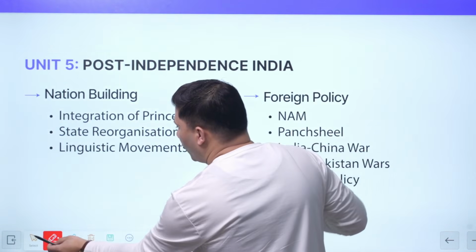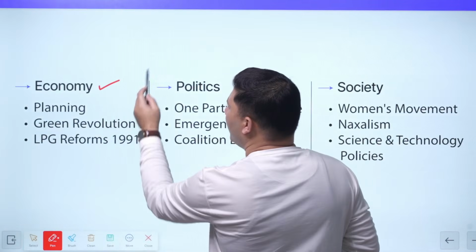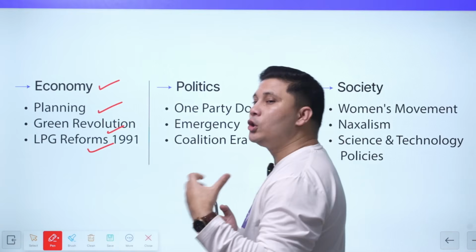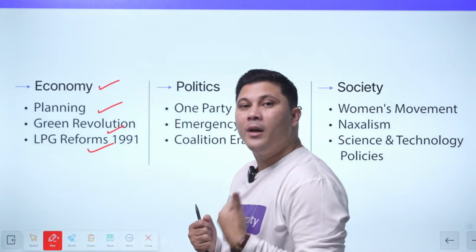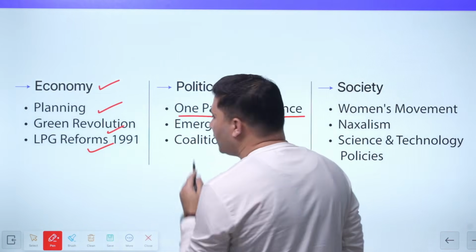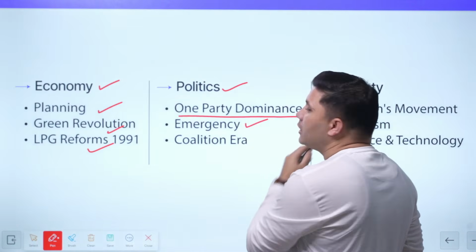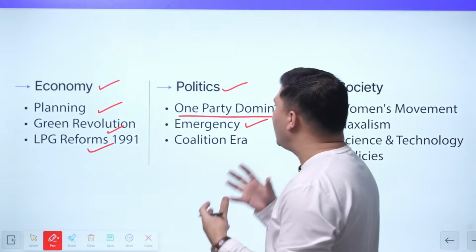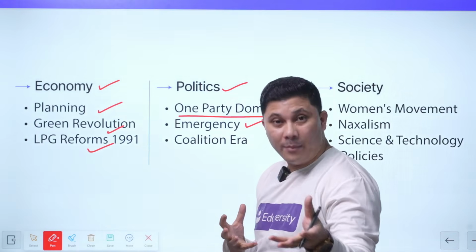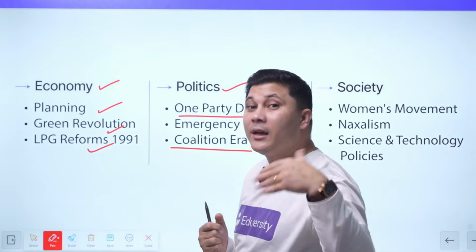Now going forward, we have to study the economy, the planning, the Green Revolution, how India stood strong in its economic pillars, you got a point, right? Then the politics of India, one-party dominance, not the multi-party system but one party dominant, how the emergency was enforced, the positive aspects of the emergency as well as the cons during that period, the coalition era, and how we see political instability.